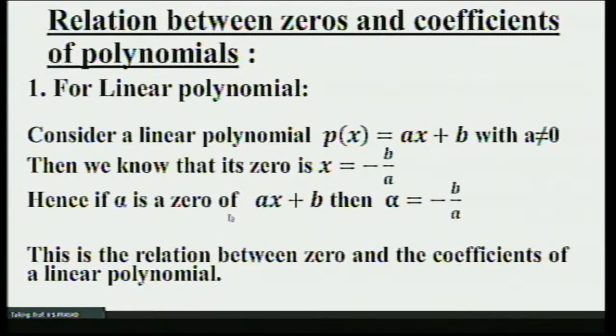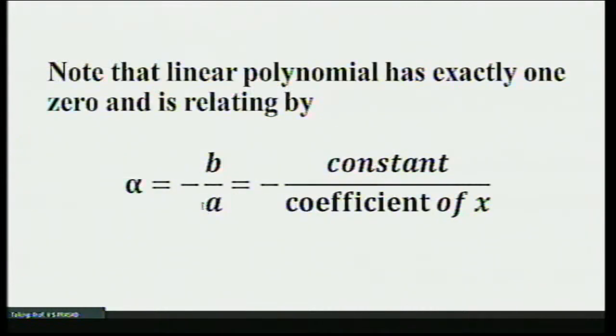Hence, if we use a new notation for the zero, say alpha, then if alpha is a zero of the linear polynomial ax plus b, alpha is nothing but minus b by a. This is the relation between the zero and the coefficients of a linear polynomial, which is very easy to identify. Generally, if alpha is a root, then it is given by minus b by a, where b is the constant term and a is the coefficient of x.